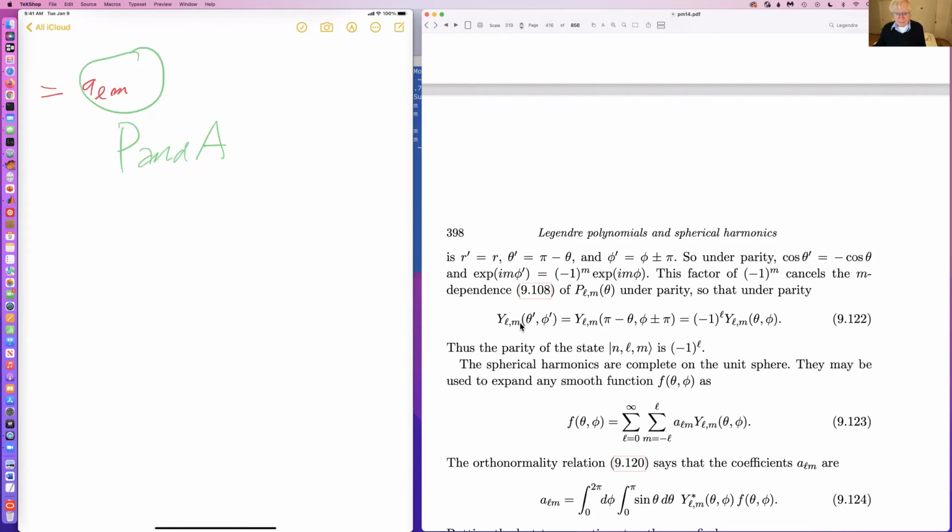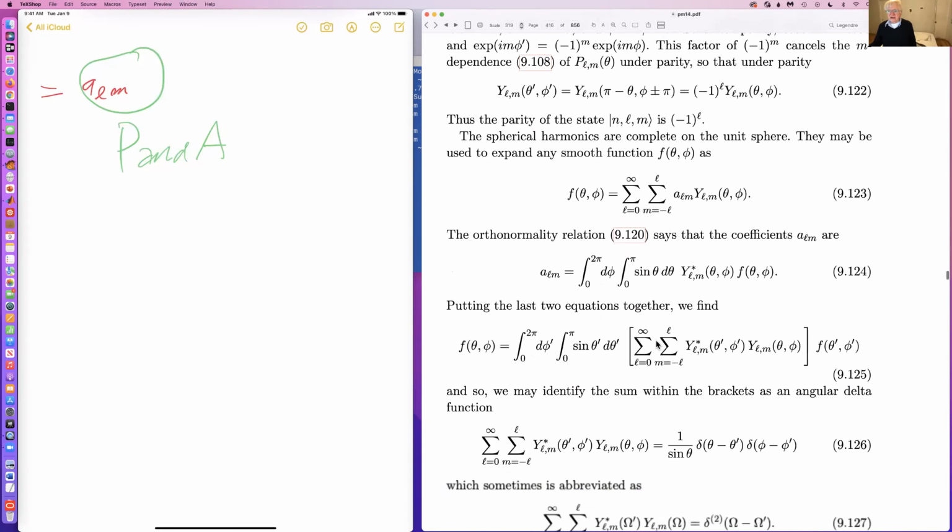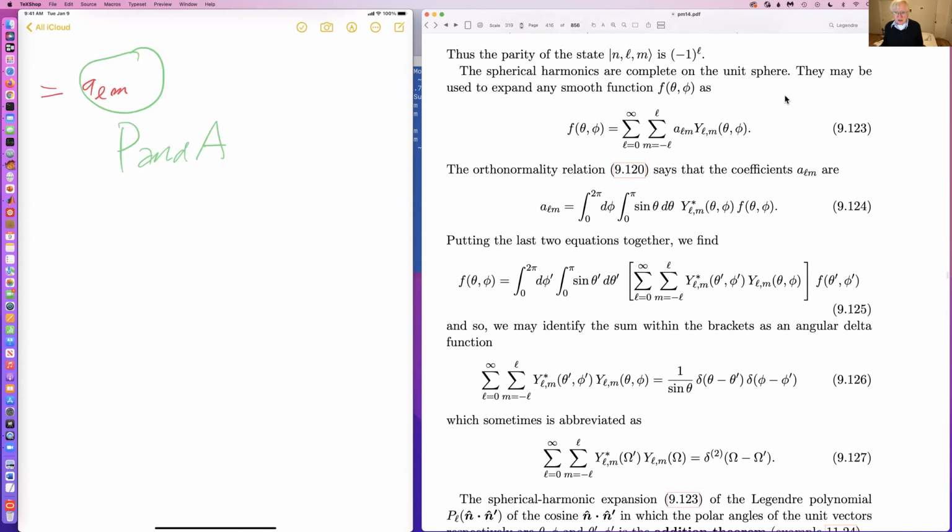Anyway, what happens is that the spherical harmonic under this parity transformation is transformed by a factor of (-1)^L. And so we say in quantum mechanics, the state nlm has parity (-1)^L, and this leads to various selection rules in atomic and nuclear physics. The spherical harmonics are complete on the unit sphere, and they can be used to expand any smooth function in this way. Now, why are they complete?